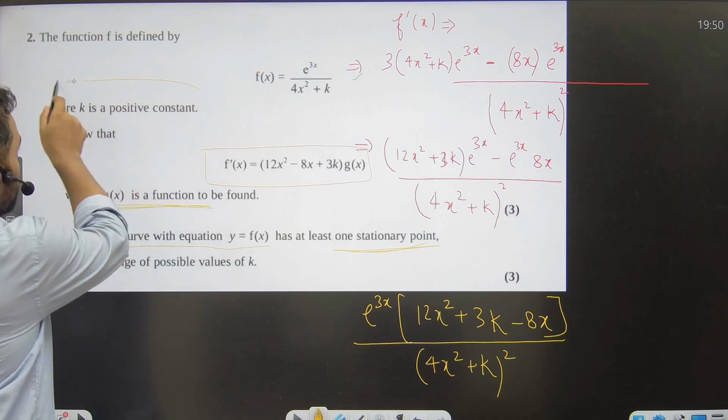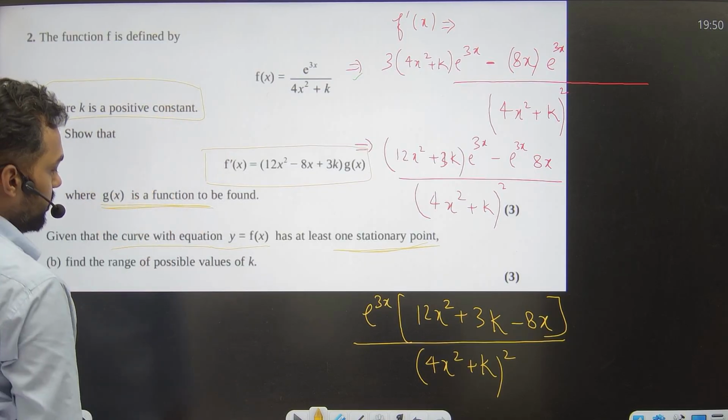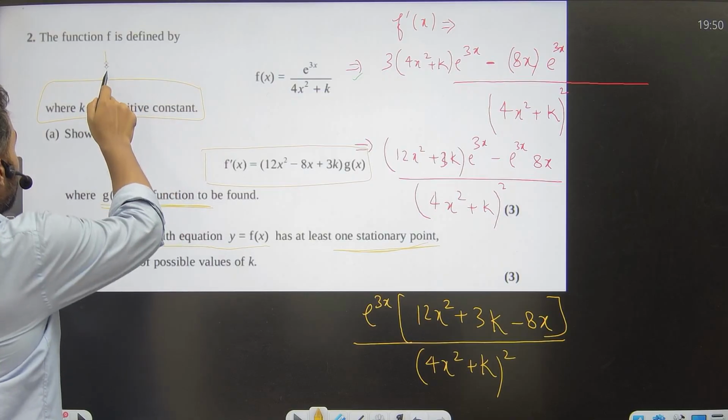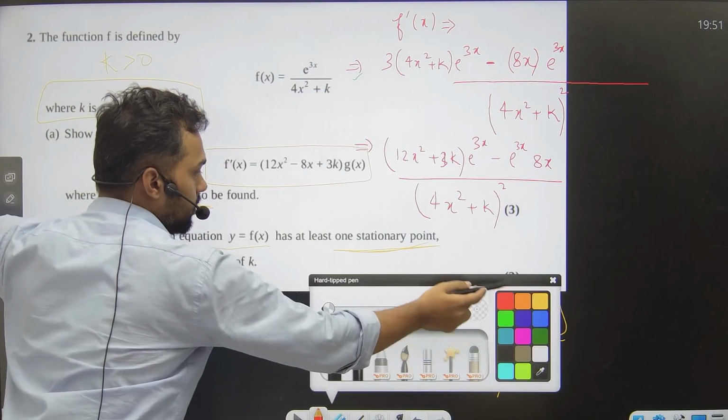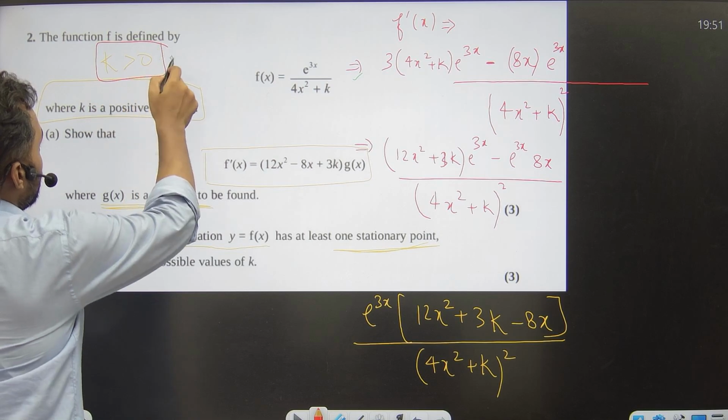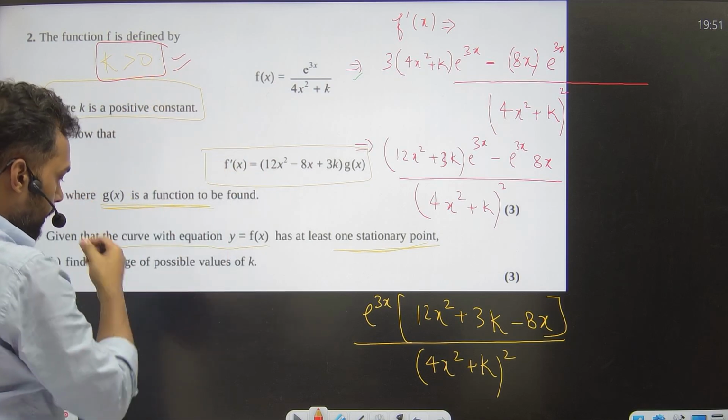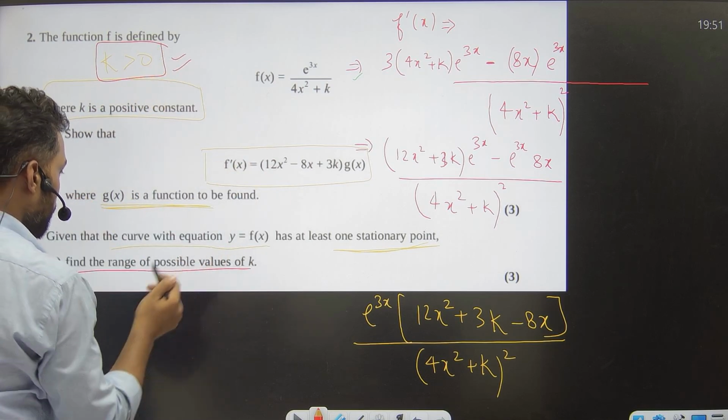See this part first. k is a positive constant, students, here. So it means that k will be greater than 0. From here we can say it is a positive constant. So it means k will be greater than 0. So first range is here. Now for the range of possible values of k.